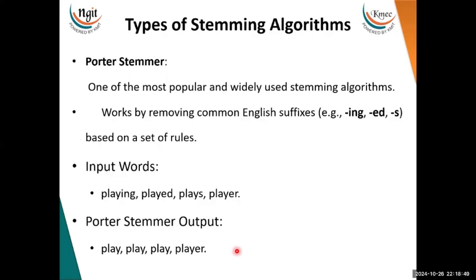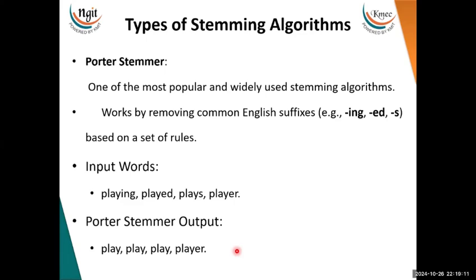So then we talk about types of stemming. The first one is Porter stemmer. This is one of the most popular and widely used stemming algorithms. Basically it removes the suffixes like ing, ed, and s based on a set of rules. If I say flies, it will reduce it to fly. And it goes on.